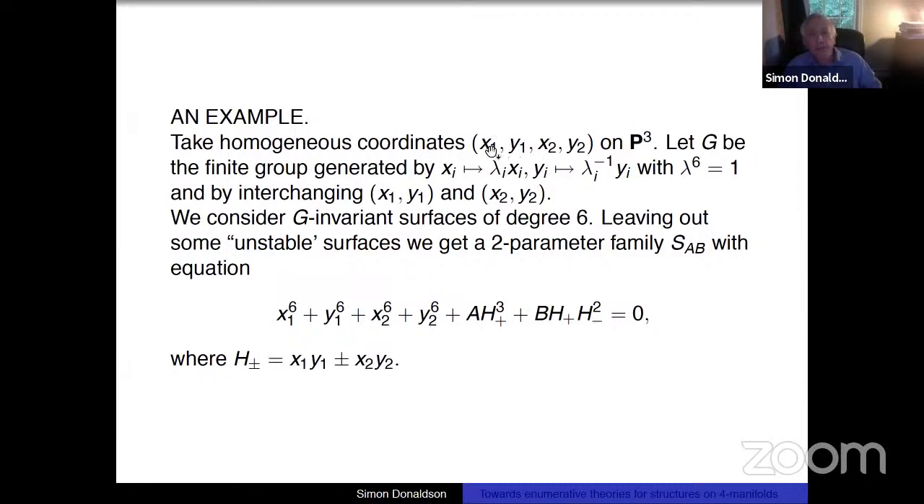So we take coordinates x1, y1, x2, y2 on P3, and we're going to consider the family of surfaces of degree 6 invariant under a certain finite group, which is written down here. So you see we're allowed to multiply by 6th roots of unity in a certain way, and then we interchange x1, y1 and x2, y2, so a certain group. And it's elementary to find all the surfaces that are invariant under that group. And if we leave out some obviously bad ones, we get just a two-dimensional family with the coefficients a and b. So here h plus and minus stand for these two quadratic expressions.